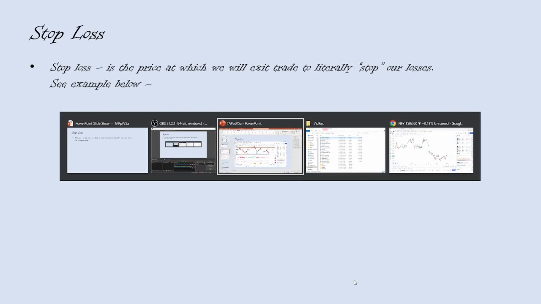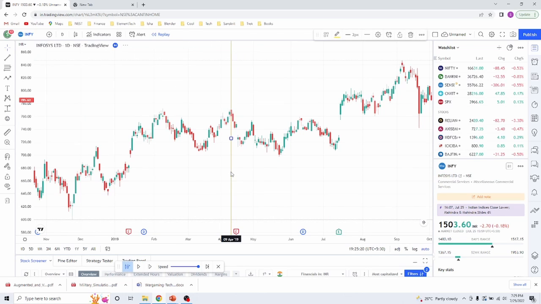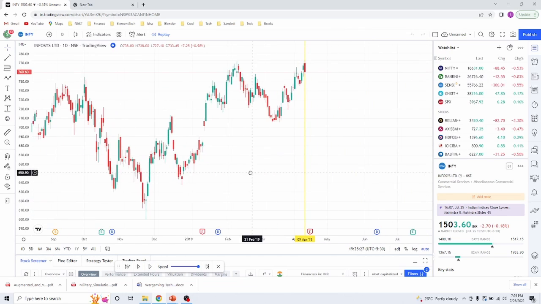So I'm going to go to our TradingView and let's take an example of Infosys on 10th April 2019. Assume that we are on 10th April 2019. Use the time traveling replay tool, click here, and we don't want to see anything which happens in the future. So if we just press this, this is the situation where we are at.